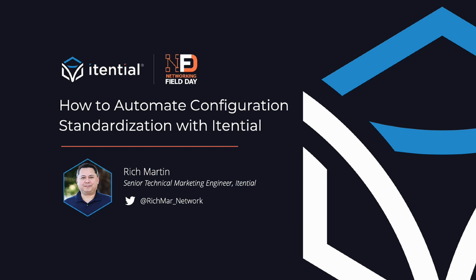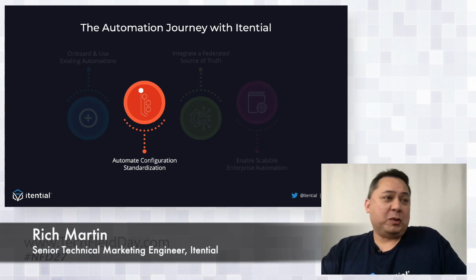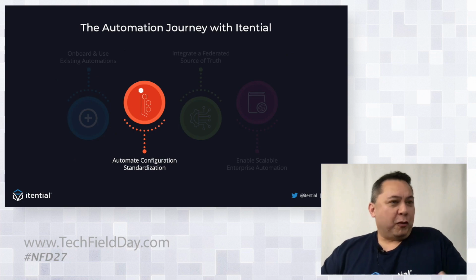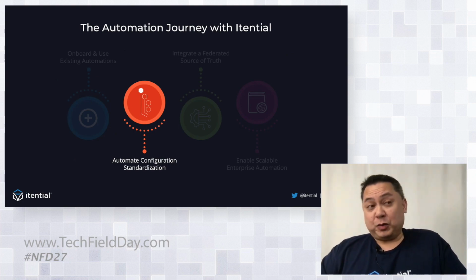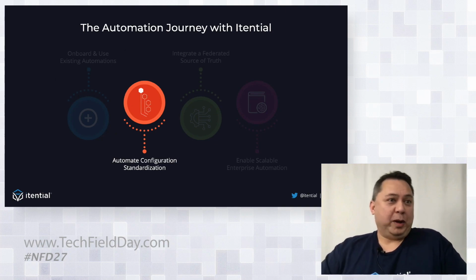Today I'm going to talk about how to automate configuration standardization with Itential's platform, which is a natural lead-in on this journey that Peter started us off in. We're going to take a look at a script that had very few guardrails built into it. Our automation configuration part of the platform, called Configuration Manager, is going to address that and start building these guardrails into this automation script.